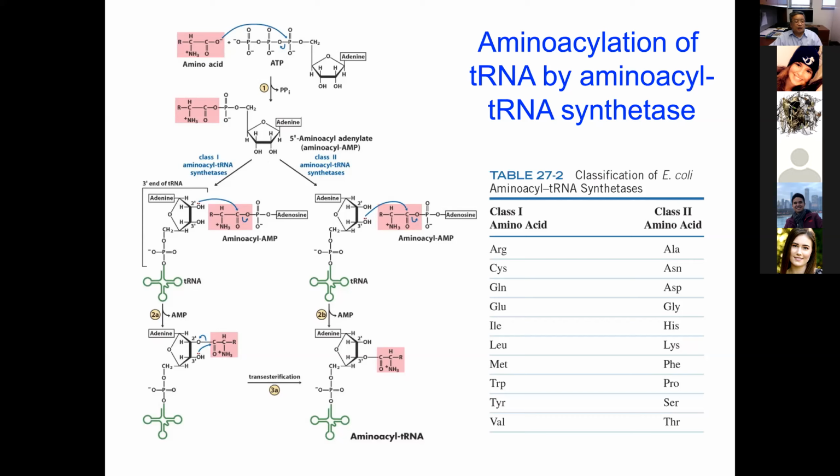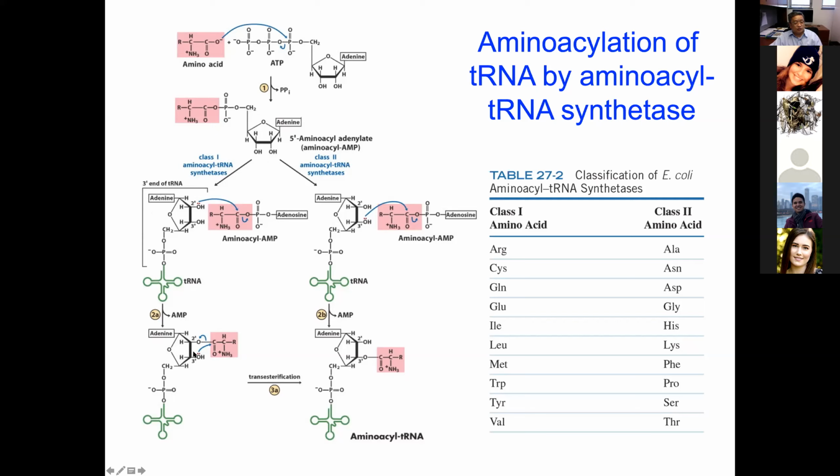For example, for the class 1, it will first transfer the amino acid to the 2' hydroxy group of the adenylate. And then in the next step, the amino acid gets transferred to the 3' hydroxy group of the tRNA. And this is the final product, which is the amino acid tRNA molecule. And the region highlighted in pink is the amino acid coupled to the adenylate at the 3' end of the tRNA.